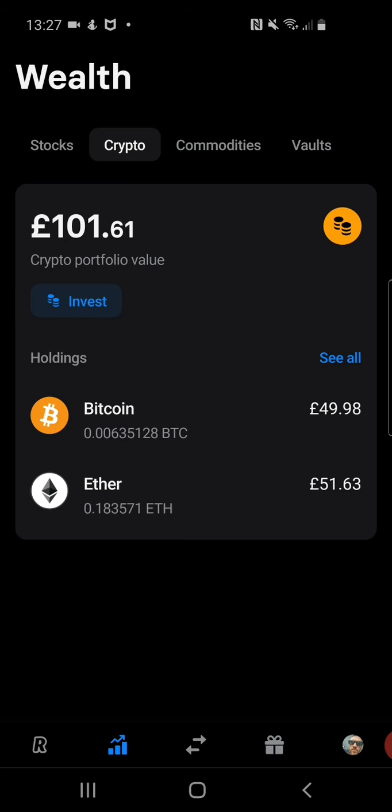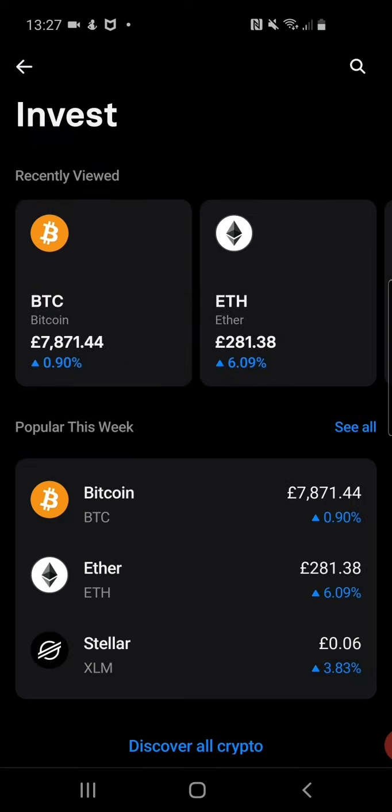You can see at the moment I have a small total portfolio value of just over £100. I actually invested £50 into Bitcoin, £50 into Ethereum, just very small amounts, just if anything to demonstrate how this works. So to get started, you just simply click invest.